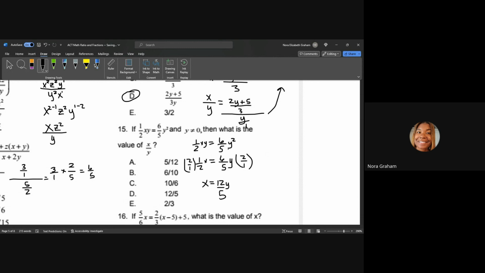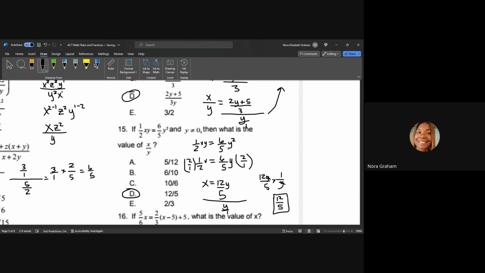Now I can just put this all over y. So my fraction bar, put it over y. I can write y as a fraction as y over 1. Remember, when we divide fractions, we change the sign to multiplication, and then we flip our second fraction. So times 1 over y. My y's are actually going to cancel out. I get 12 over 5. Okay, so my answer is going to be D.